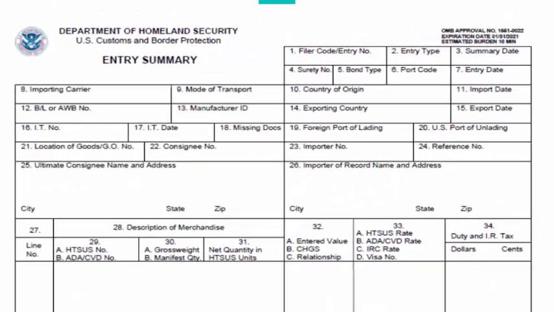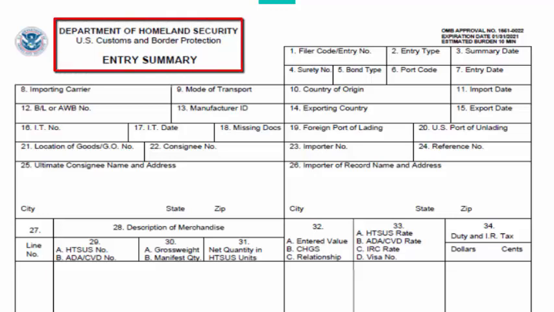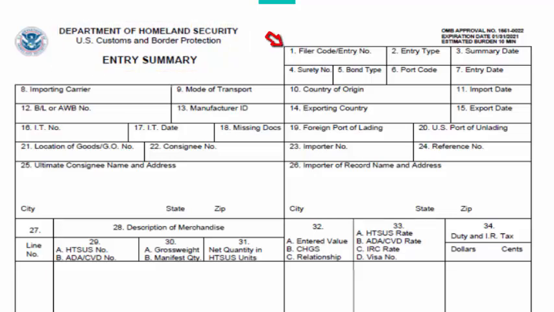Let's zoom in on the top part of this and just run through it fairly quickly, because again, we're going to go and explain all the fields and then look at an actual completed 7501. We can see on the left-hand side, it is indeed an entry summary. But starting with number 1, the filer code and entry number. What type of entry is it? Consumption entry, etc. Dates, the surety number, that's the bond type. Number 6, the port code, entry dates, etc.